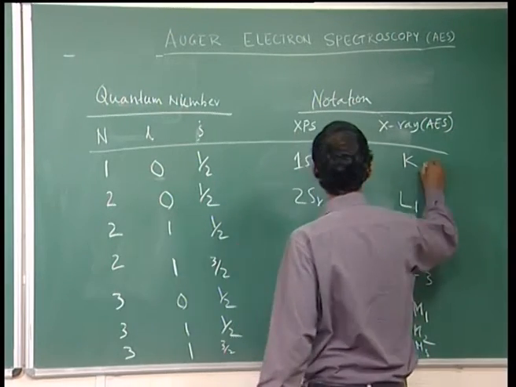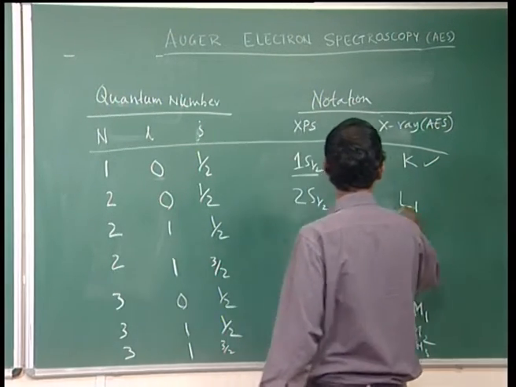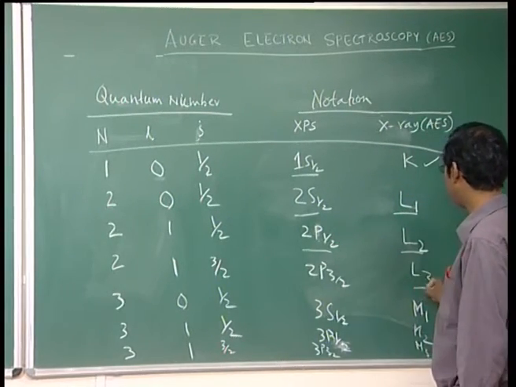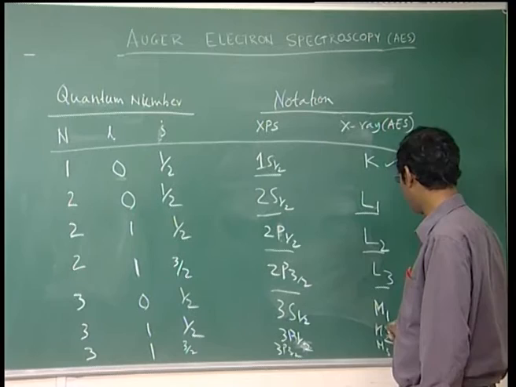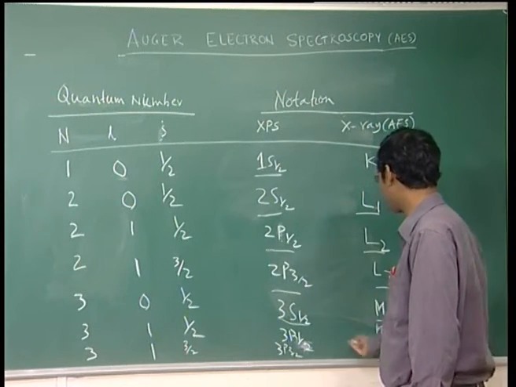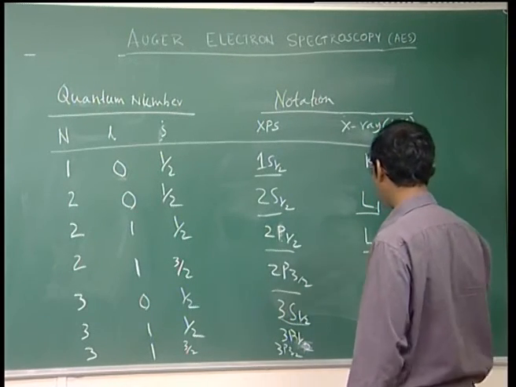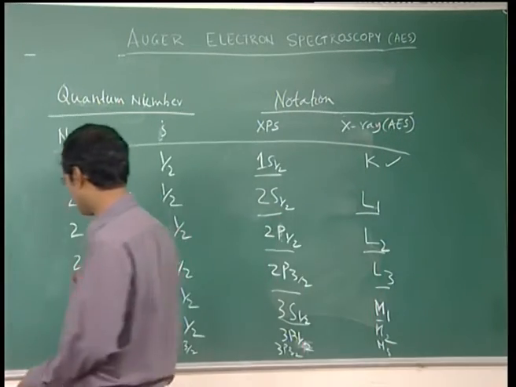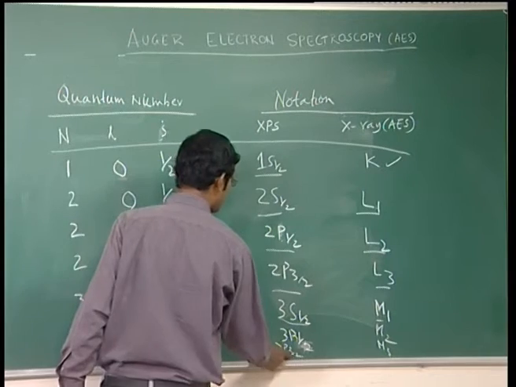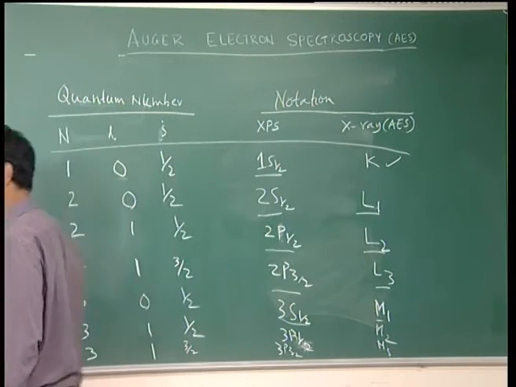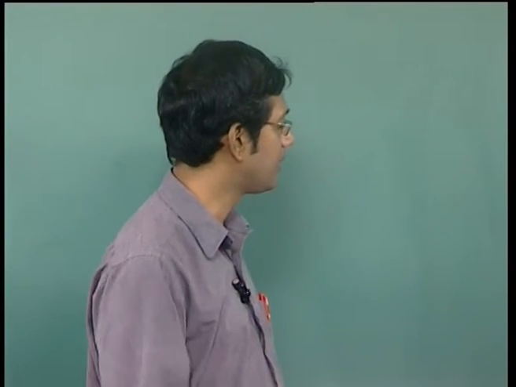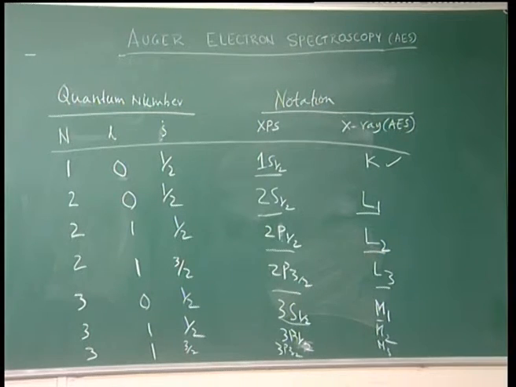So, as you see here, K stands for 1s 1/2, L1 stands for 2s 1/2, L2 stands for 2p 1/2, L3 stands for 2p 3/2, M1 stands for 3s 1/2, M2 stands for 3p 1/2, and M3 stands for 3p 3/2. This 3 by 2 basically comes because of spin j plus L. Suppose L is 1 here, so it becomes 1 plus half, which is 3 by 2. Okay, so that's how it comes.